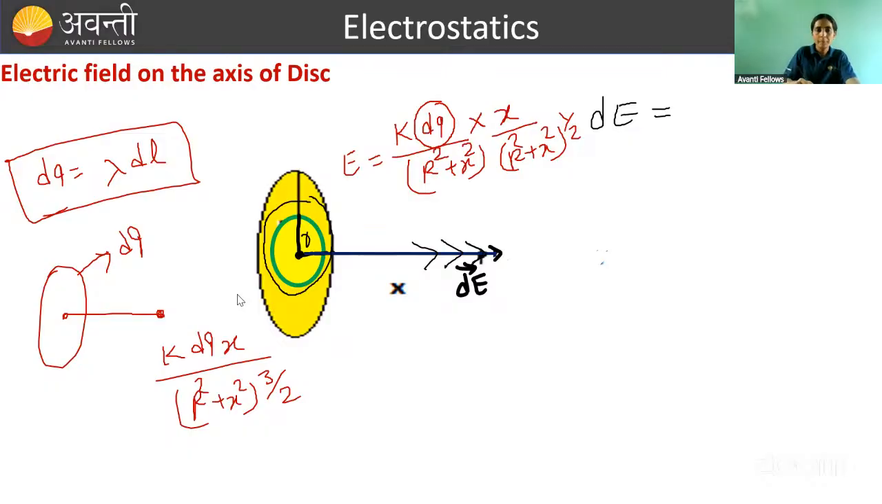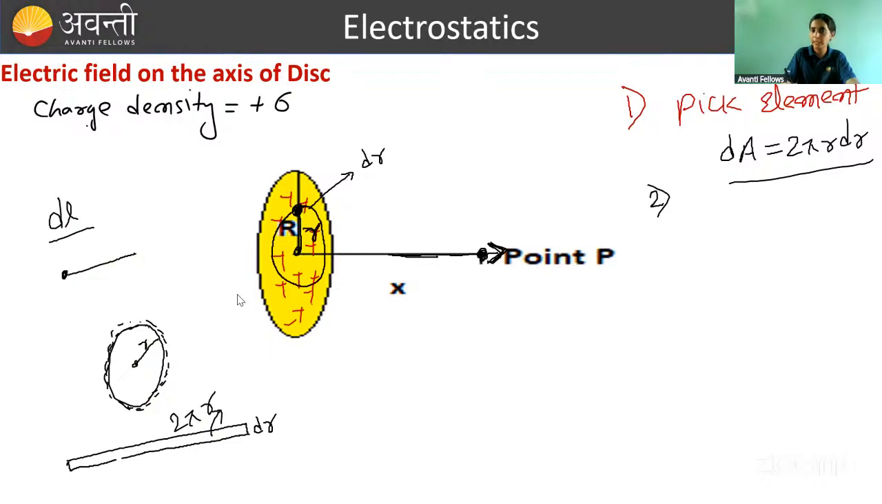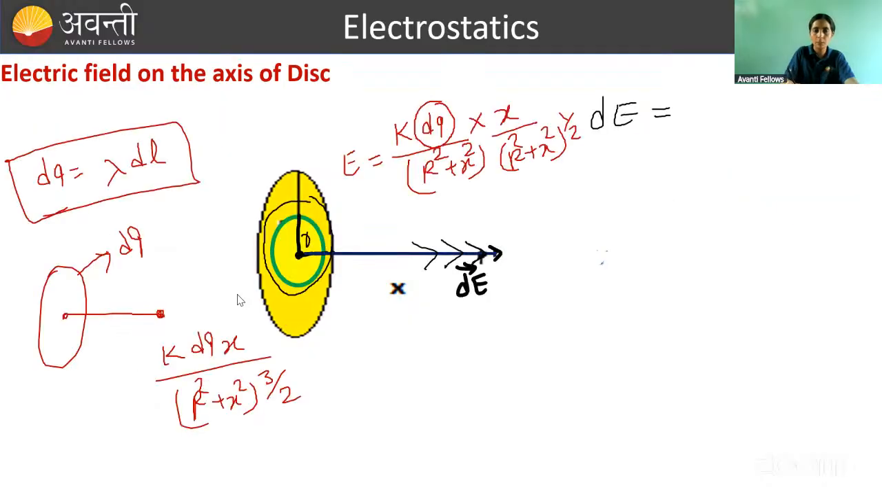Okay. Now look, the small element we took here has a small area dA, so how much charge will it contain? It will contain sigma into dA charge, because sigma is its charge density. Done. So it will have how much charge? Sigma into dA. So dq is sigma into dA. Now what do you put here? k into dq is how much? Sigma into dA, and this is x divided by r square plus x square to the power 3/2.